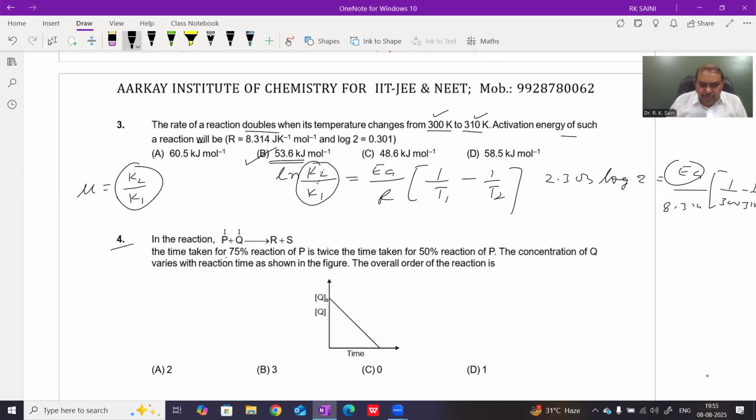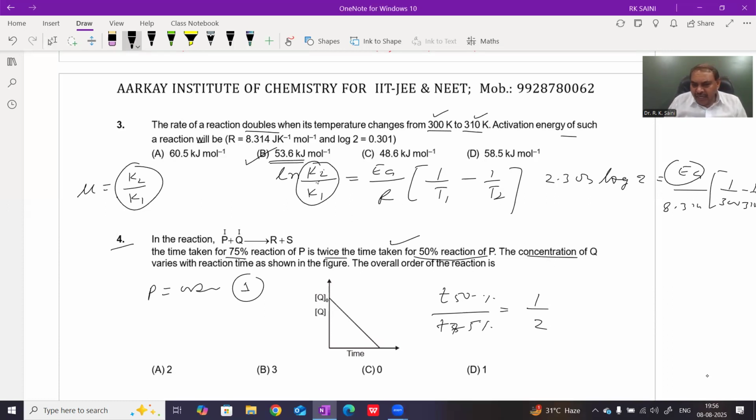The time taken for 75% reaction of P is twice the time taken for 50% reaction of P. It means with regard to P, it is a first order reaction because this time ratio is 2:1, or we can say the time taken for 50% to 75% for a first order reaction is 1:2. Therefore, with regard to P, the reaction is first order. The order of P is 1 with the help of the given half-lives and their 75% completion.